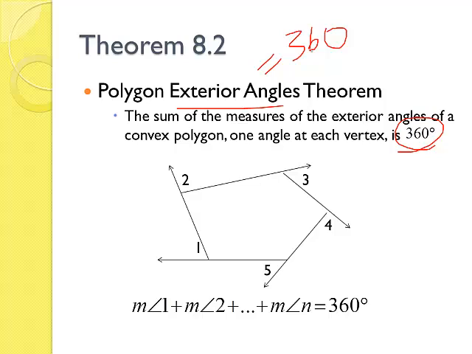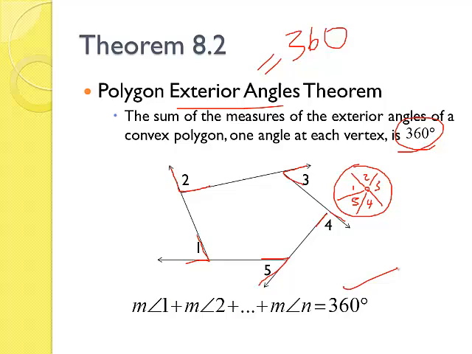If you don't believe me, you can draw this figure on a piece of paper, cut out angle 2, angle 3, angle 1, angle 5, and angle 4. If you arrange them so that all of the angles are put nose to nose, point to point, so you have 1, 2, 3, 4, 5, you should have a circle that is created. And a circle measures 360 degrees. That's why the exterior angle theorem holds true. It's always going to be 360 degrees because if you cut out the actual exterior angles, you will create a circle.